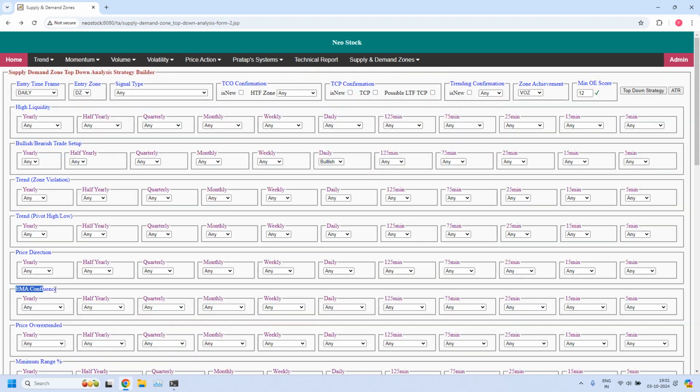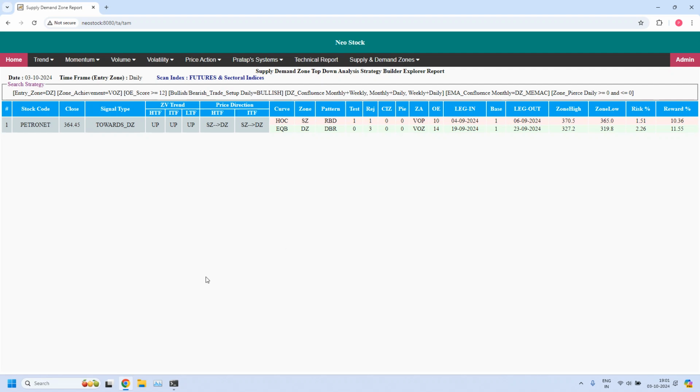So I am adding EMA confluence on those 2 stocks. But this time we need to look at the monthly time frame, because daily and weekly together are part of the monthly zone. So if the monthly demand zone is having monthly EMA confluence, I enable the filter. Let's verify. So one stock is filtered, Petronet. So this is a high probability setup. This is the way we can filter different stocks by improving different scenarios.